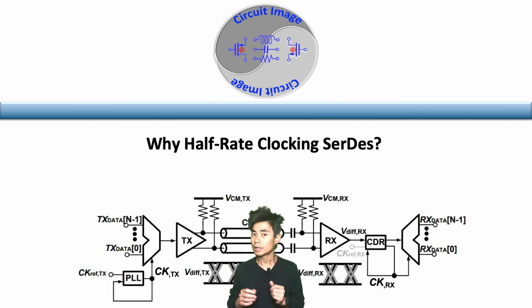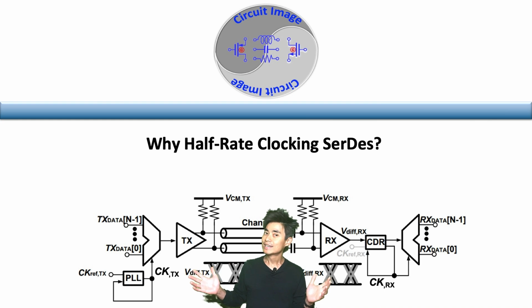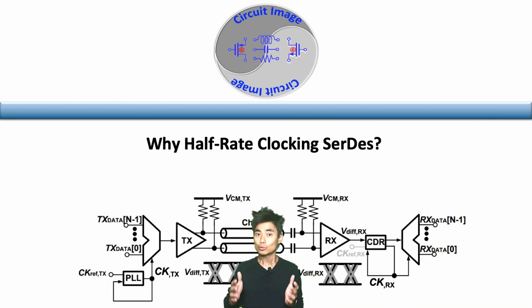For example, we apply the 10 GHz clock frequency to generate the 10 gigabit per second TX data sent to the RX, and the RX CDR recovers the 10 GHz clock frequency to recover the 10 gigabit per second RX data into the paired data and clock. Is that necessary? In other words, can we do the half-rate clocking SerDes? If yes, why do we want to do that?